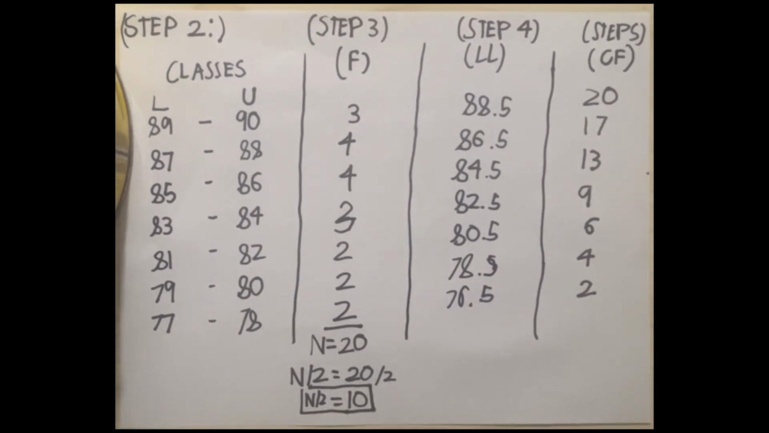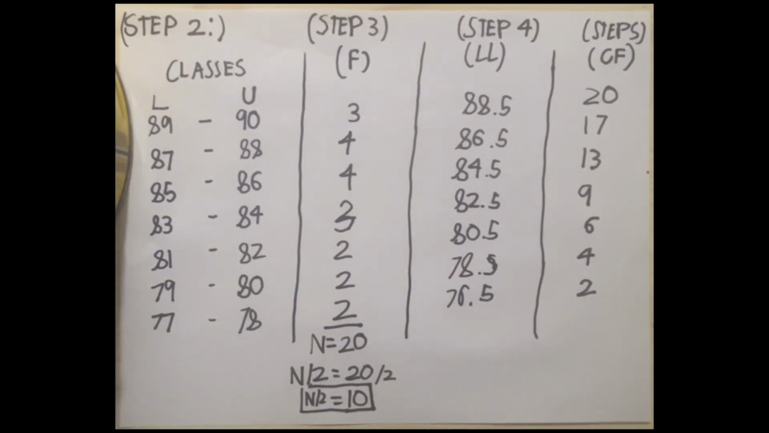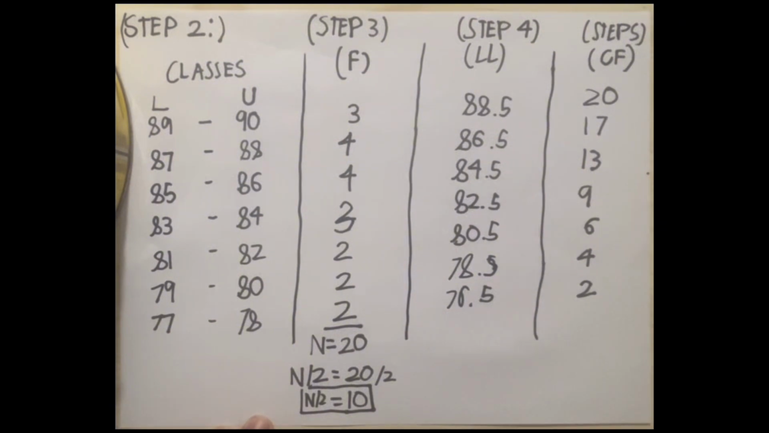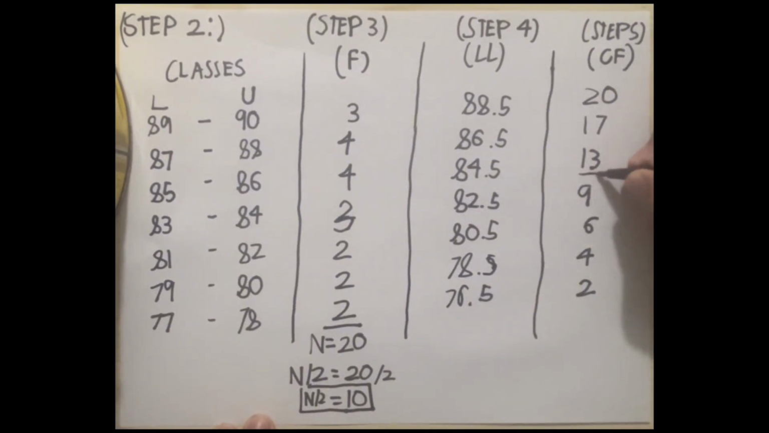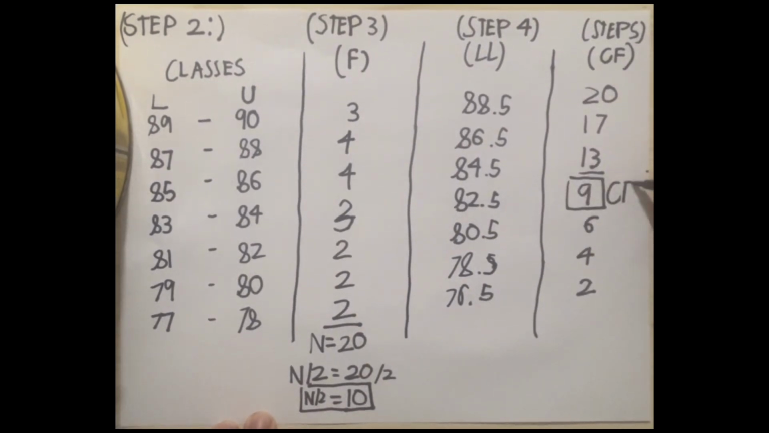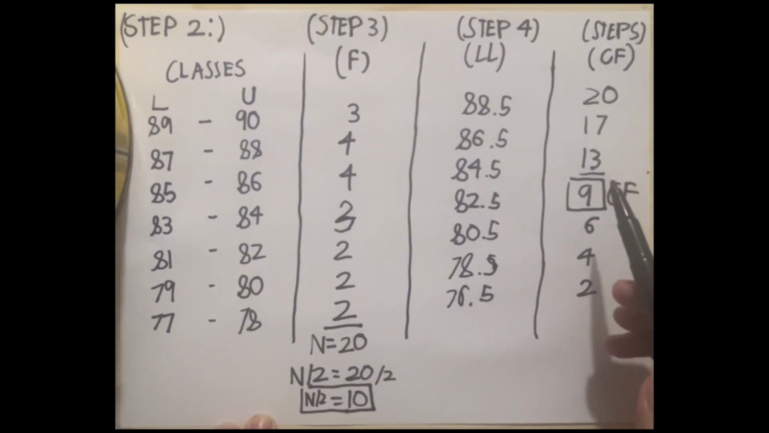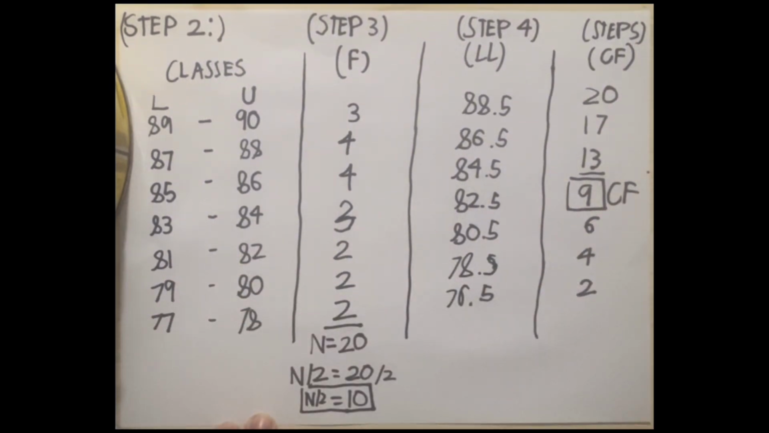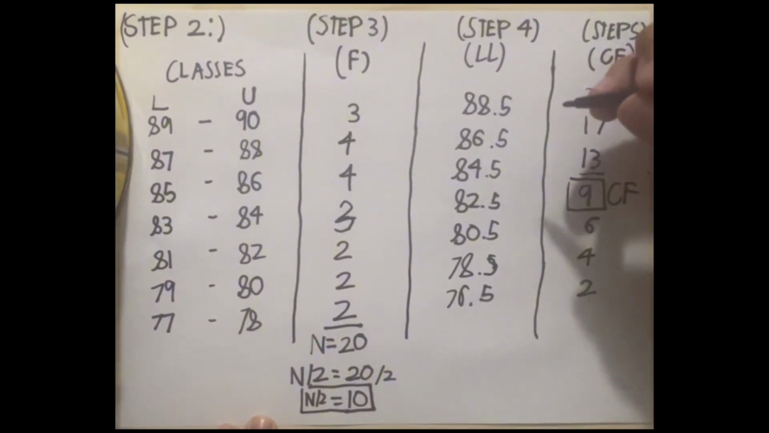Now for our step number 6, we shall find the position of the median and the central values of each column. In order to do this, we shall look for a value in the CF column that is higher than n over 2. So what is the first higher value than 10? Of course, it's 13. Below it is our actual cumulative frequency. 9 is our CF. Now that we have found the row for the group median, we will label it as follows.